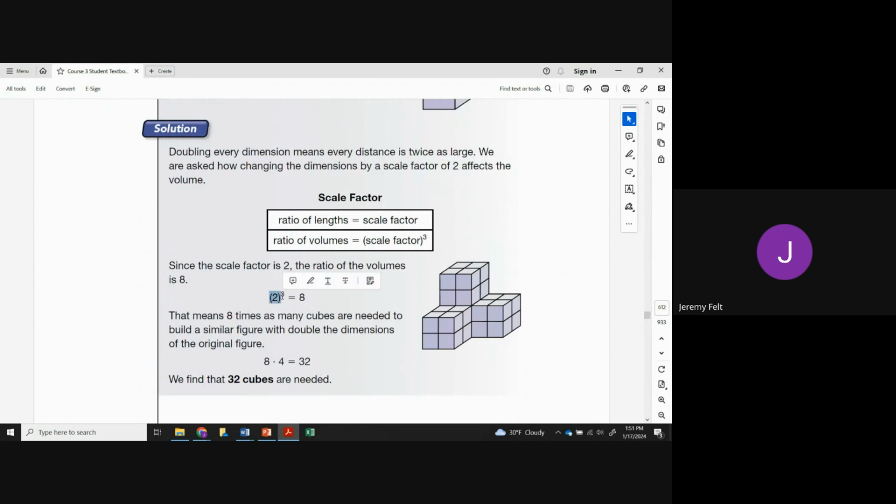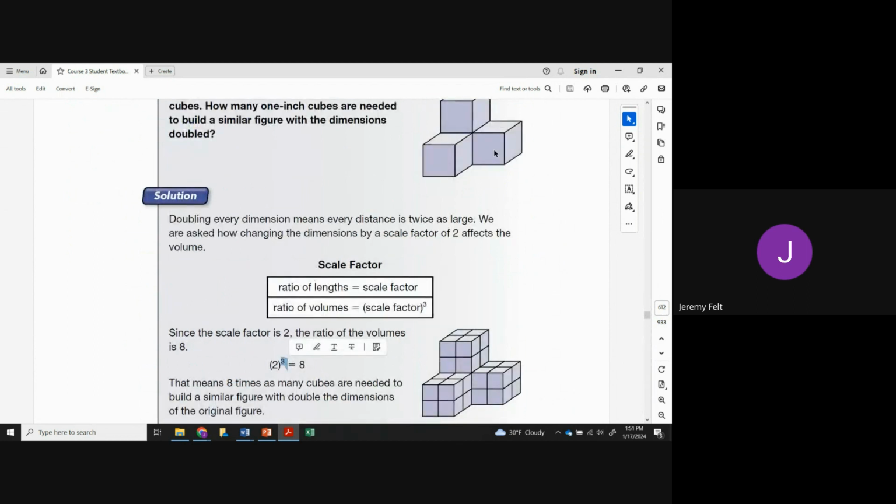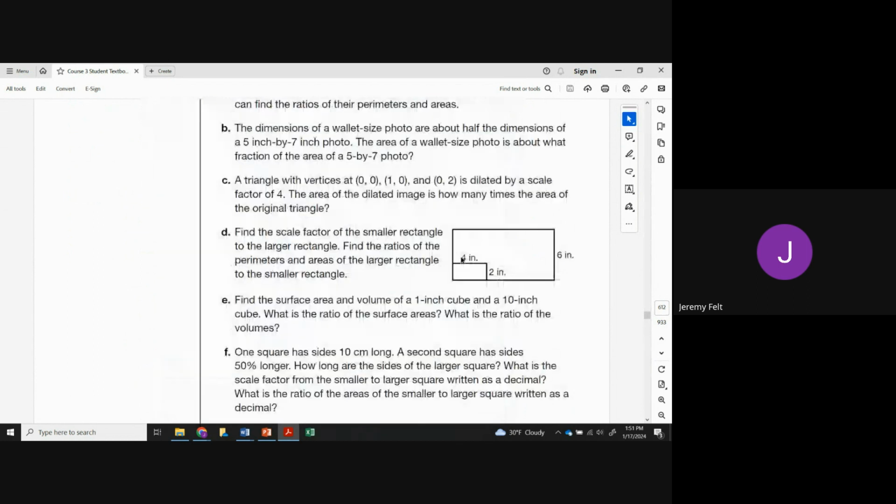We're talking about volume, so it's 3-dimensional. So that's where we get the exponent of 3. So this is 8 times as many blocks, or 8 times the volume of this original one, because the scale factor was 2.